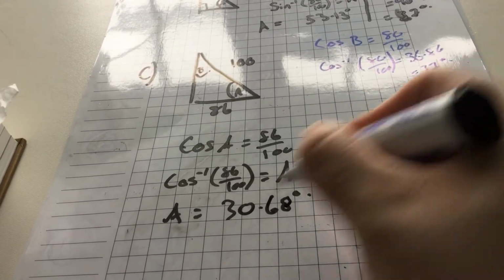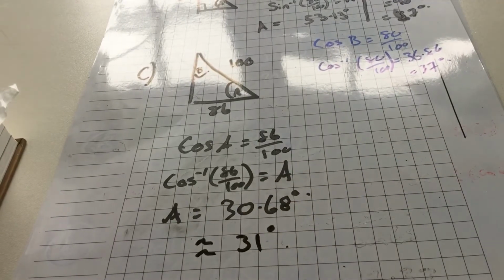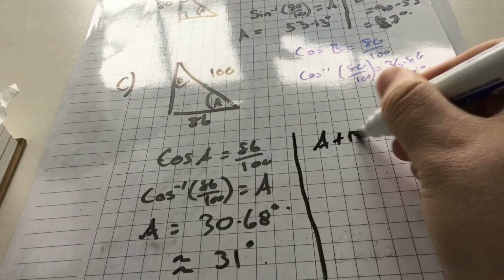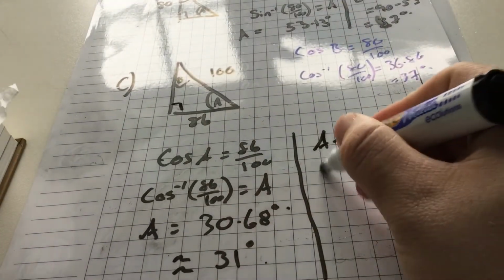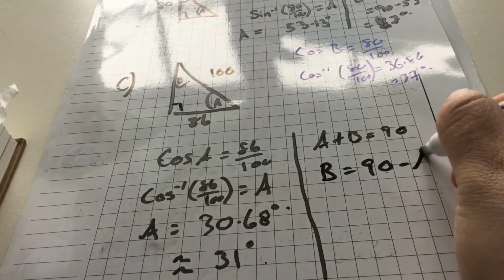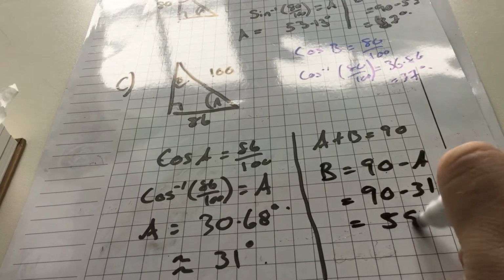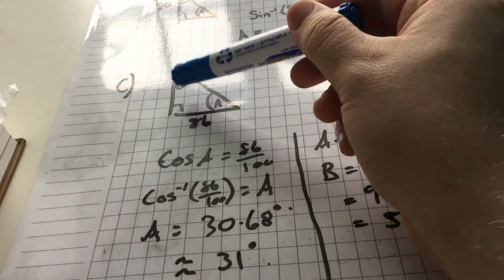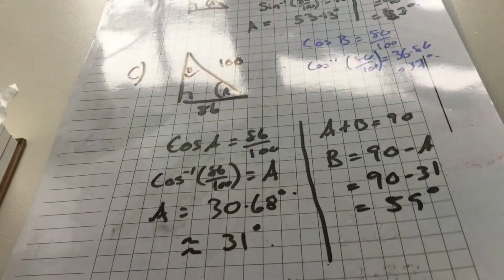And then again, imagine just to the nearest degree, it'd be 31 degrees if I asked to the nearest degree. Then again, angle A and B have to equal 90 degrees because it's a right angle triangle. So that means B is 90 take away angle A. 90 take away 31 is 59 degrees. Again, you could go back and do B using sine 86 over 100.